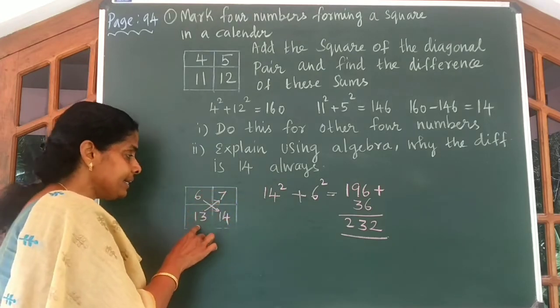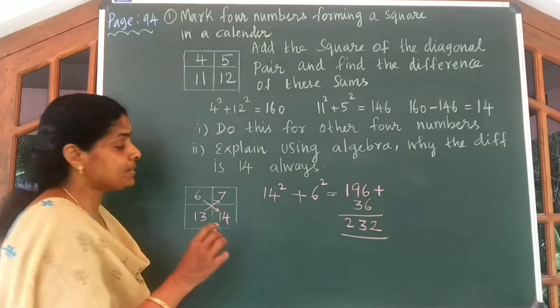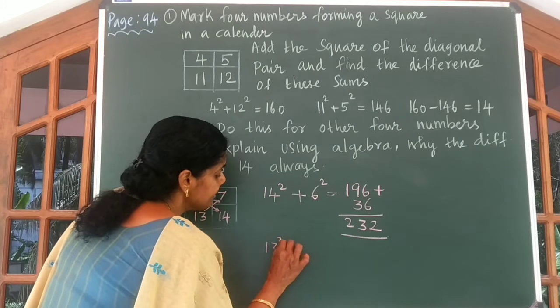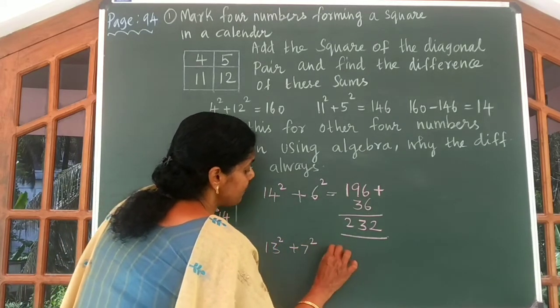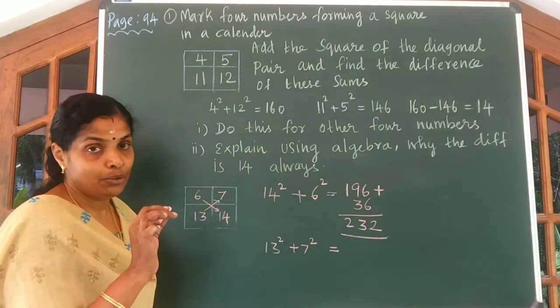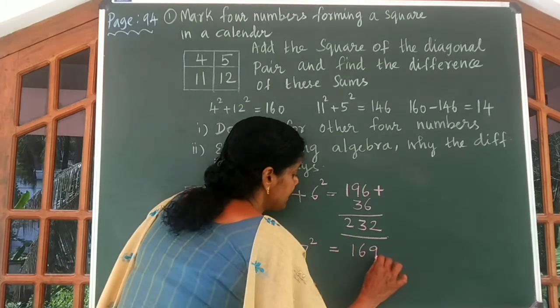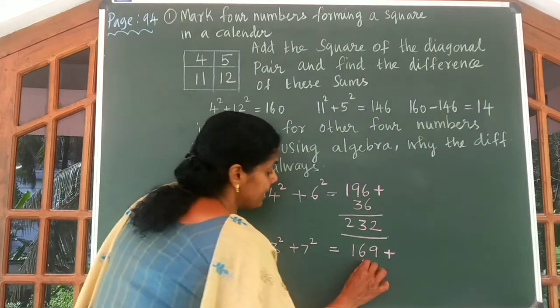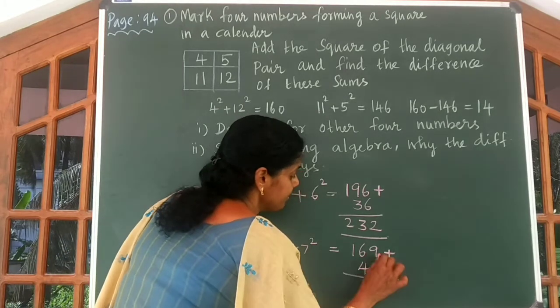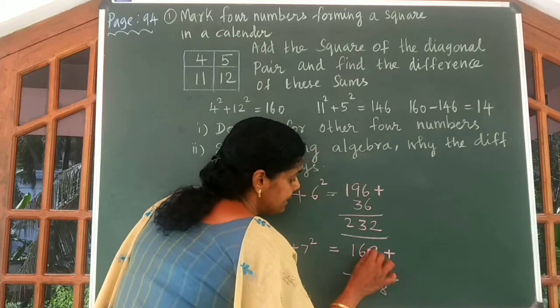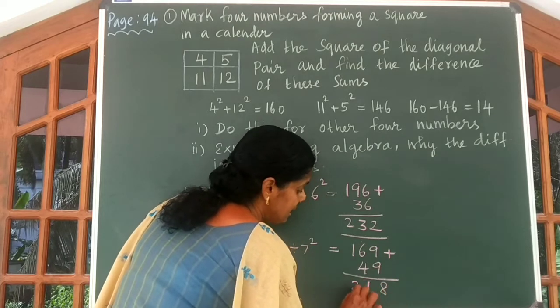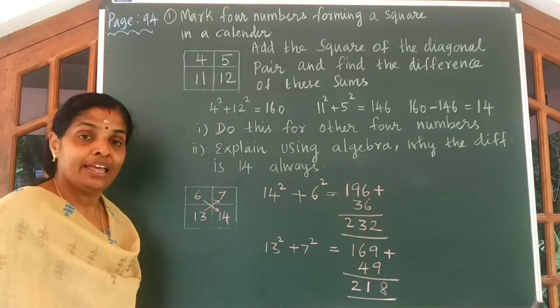You get 13 square plus 7 square. Let me add 13 square with 7 square. 13 square value, we know it is 169. So 169 plus 7 square, 49. 9 plus 9, 18. 11, 1 balance, you are getting 218.